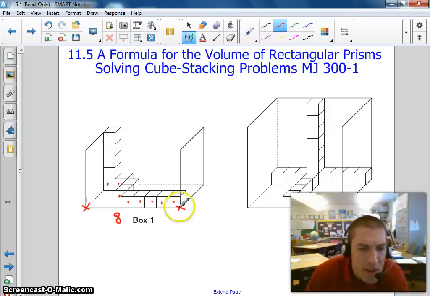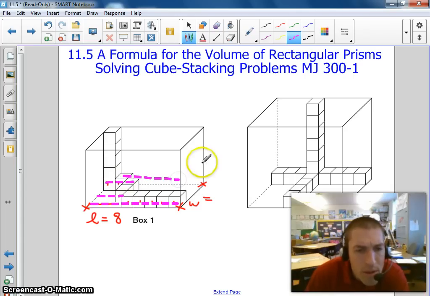Well, now how deep does it go? How far is it from here to here? So this is my length. My width is what? How far deep does it go? Well, I have one row right there. I got one row right there. This box behind it, see how it's kind of behind, would be my second row. This would be my third, and the back row would be 4. So I have a width of 4 boxes.